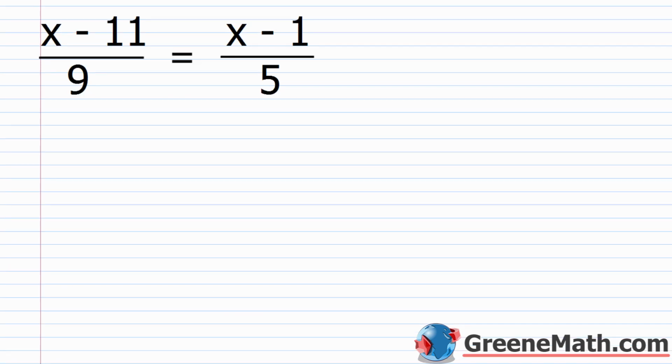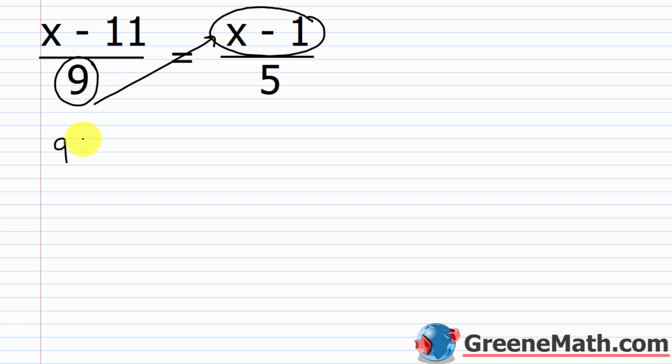All right, let's take a look at another one. We have (x minus 11) over 9 is equal to (x minus 1) over 5. So I'm going to start out by taking this denominator here and multiply it by this numerator over here. Again, remember, if you're multiplying by more than one term, you need to make sure that you're using parentheses. I want 9 to be multiplied by both x and negative 1.